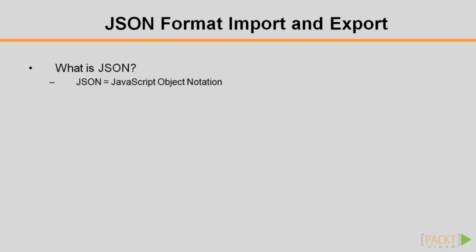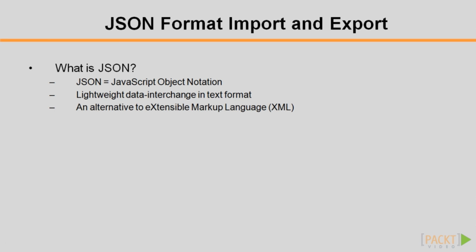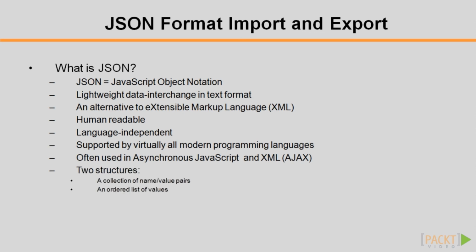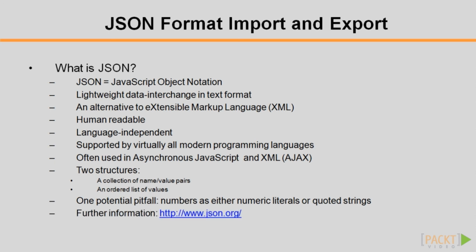First of all, what is JSON? It's an acronym of JavaScript Object Notation. It's a lightweight, text-based data interchange format, being an alternative to the much more complicated extensible markup language XML. It's human-readable and programming language independent, which is supported by virtually all modern programming languages. It's often used in Ajax to provide desktop computing user experience in a web browser environment. Basically, it has two structures, a collection of name-value pairs and an ordered list of values. One potential pitfall is that numbers can be served either as numeric literals or quoted strings.